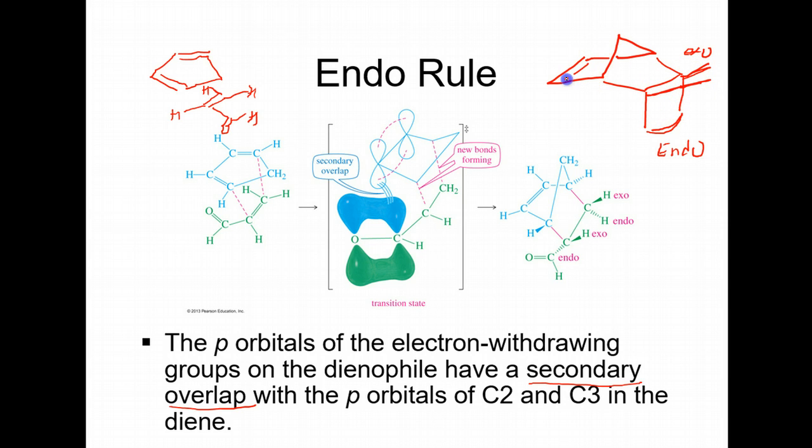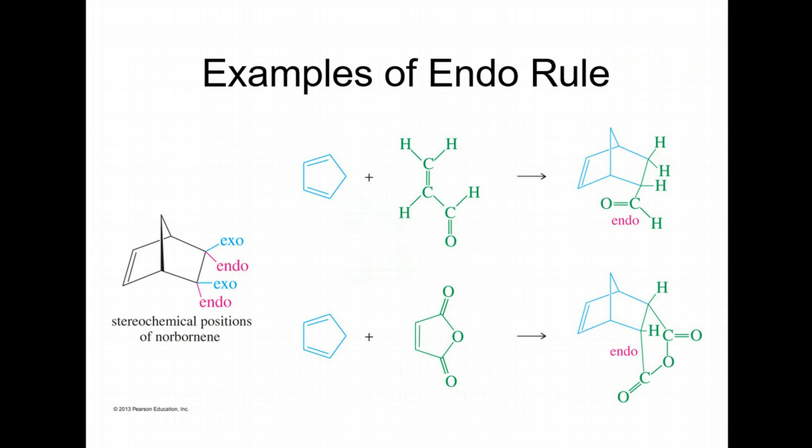So this is called, let's put the double bond there to show you this. So this is called the endo rule, because the groups prefer to be in the endo position because of that secondary overlap. Okay, like I said, if you get this, if you're sitting there saying, oh, I can see it, great. If not, don't worry, we will talk more about it in class.